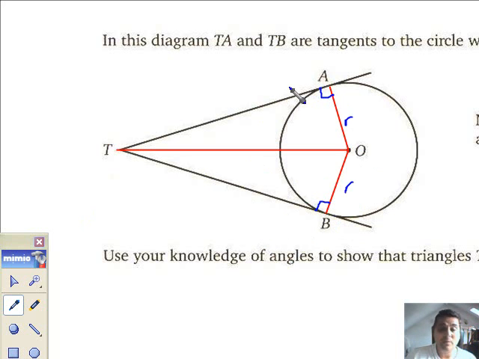I've got right angle, hypotenuse, and a common side. Let me tell you something else as well. The length AT and the length BT are also identical, because if you have tangents which are drawn to a circle and they meet a common point outside the circle, the lengths are always the same. So therefore this radius is that radius, and these two triangles share a common hypotenuse. Therefore, for all these reasons, these triangles are congruent.